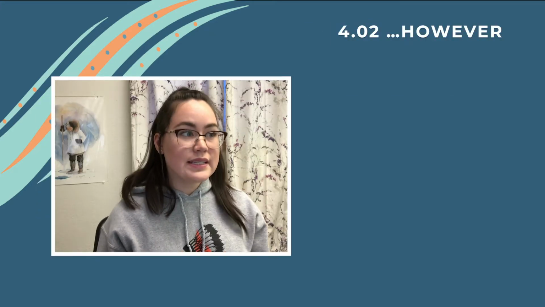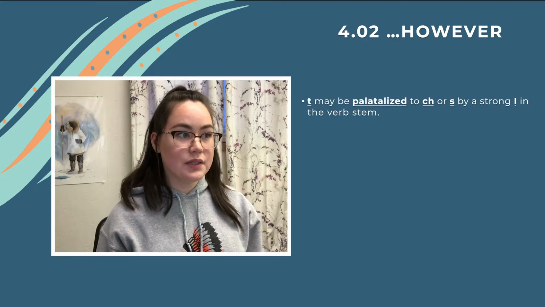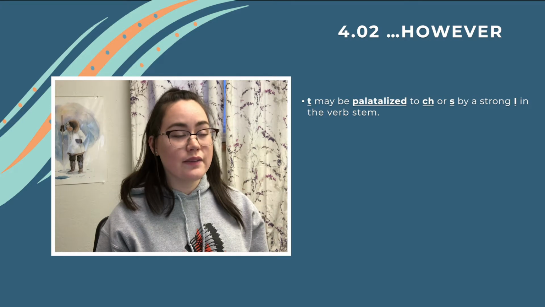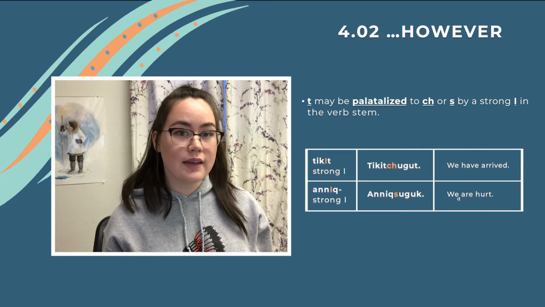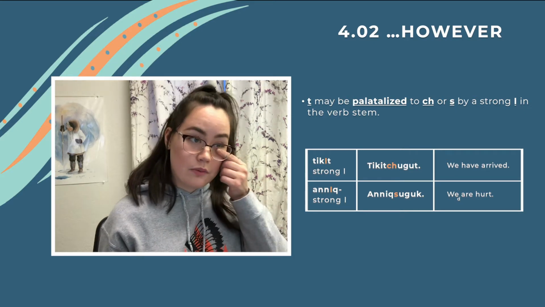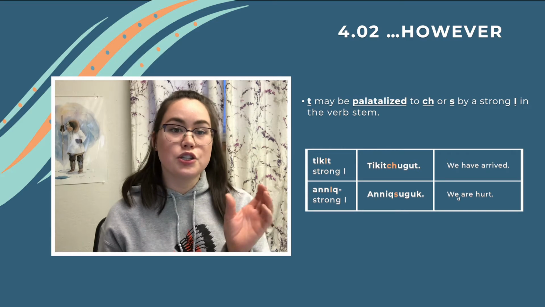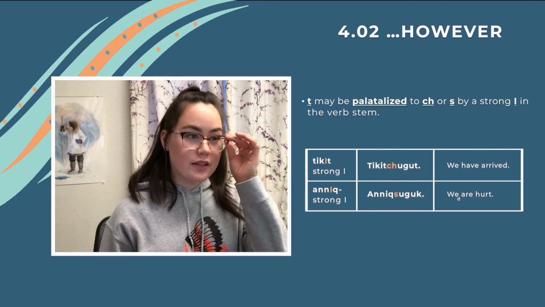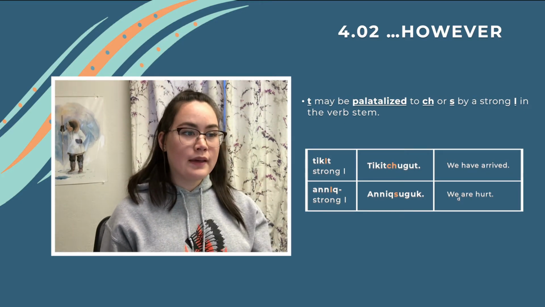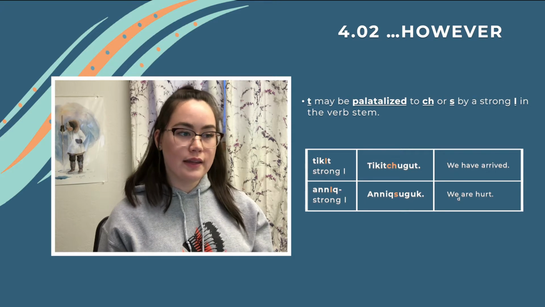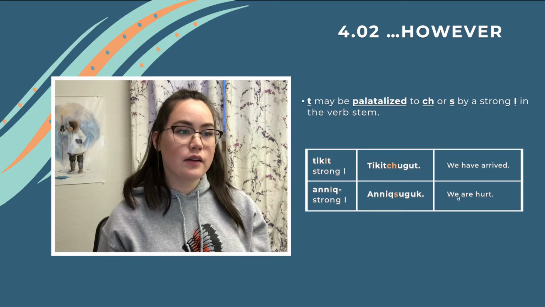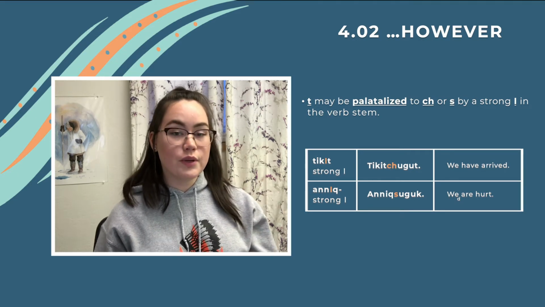However, T may be palatalized to CH or S by a strong I in the verb stem. So for example, if you have a word with a strong I like tikit, it's spelled T-I-K, strong I-T, you will use the churut ending. So tikit churut, we have arrived. Another example is annek, A-N-N, strong I-Q. That strong I will change the ending to an S. So it would be annek surut, annek suruk, we too are hurt.